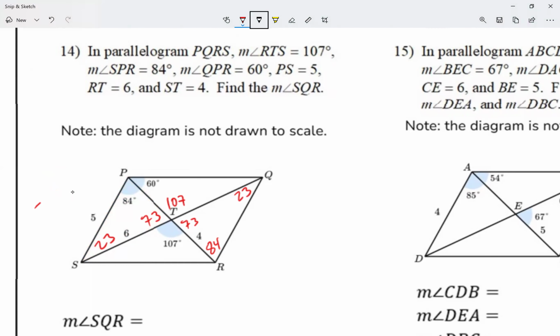If I continue reading, the measurement of angle QPR is 60. Oh yeah, I see QPR, connect Q with P and R, that gives me this angle, that's 60. Interesting is that I see a triangle there.